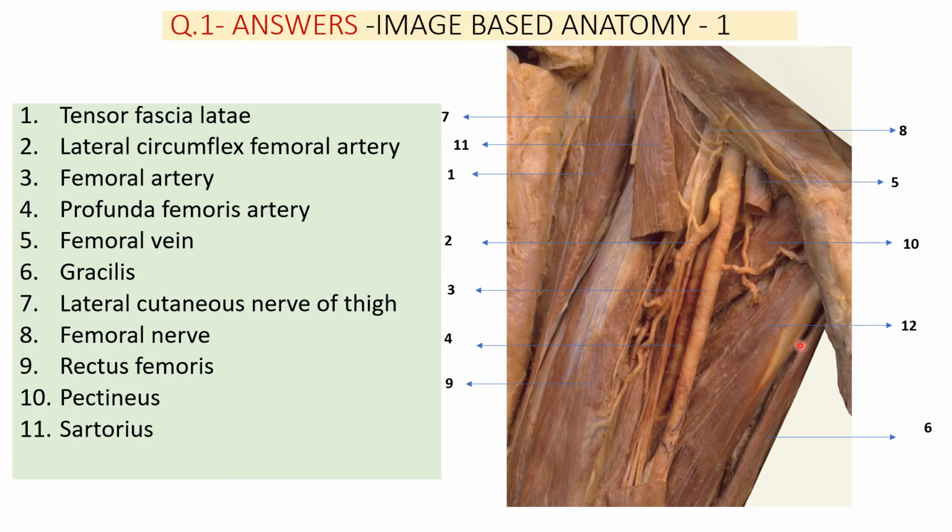Then what about the 12th one? Again it is a muscle and it is the adductor longus muscle, which is also a boundary for the femoral triangle. So what you have covered in this image based questioning is the muscles of front of thigh and then the vessels and nerves in relation with the front of thigh, especially in the upper part.